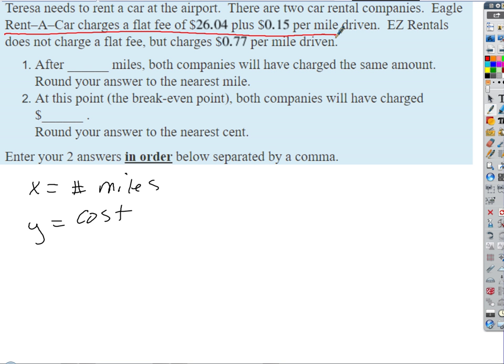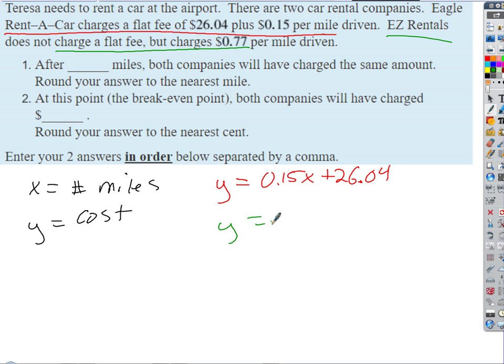15 plus 26. Okay, good. So for that car company, it'd be Y, which is the total cost, equals the amount that we're paying for the mileage rate, plus the fixed cost. And then if we compare that to Easy Rentals, there's no flat fee but 70 cents a mile, so Y equals... Good, and we would just cross those lines, right? No big deal. Okay, we don't have to do that part.